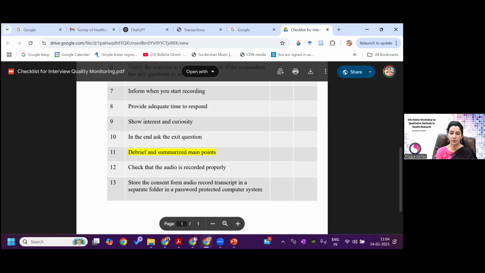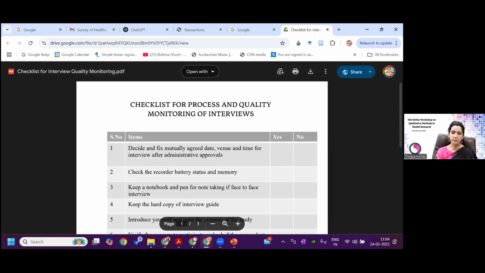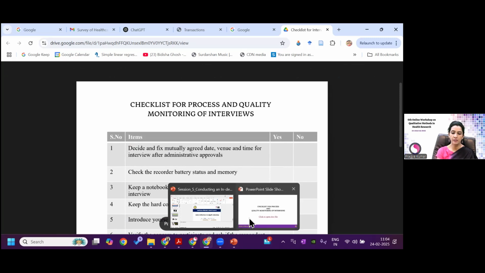Okay, thank you, Dr. Priyanka. So this is just a rough checklist. Before you start the interview, you can just keep a check on it. That will help you in maintaining the log.